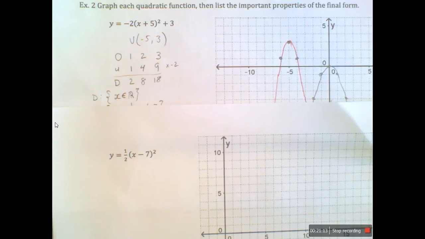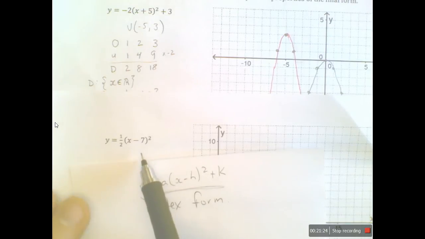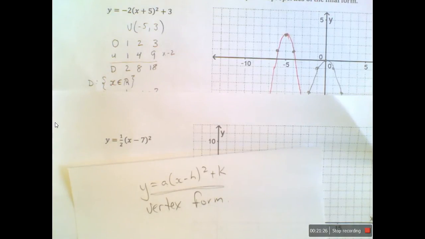y equals 1/2 times (x minus 7) squared. What does it have? What does it not have? Are you starting to see this in that equation? Starting to notice the a value, the h value, the k value? That's where you want to be. So what does it have? What does it not have? Jaden?